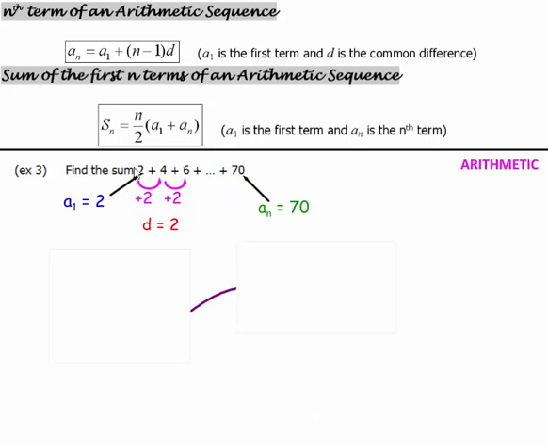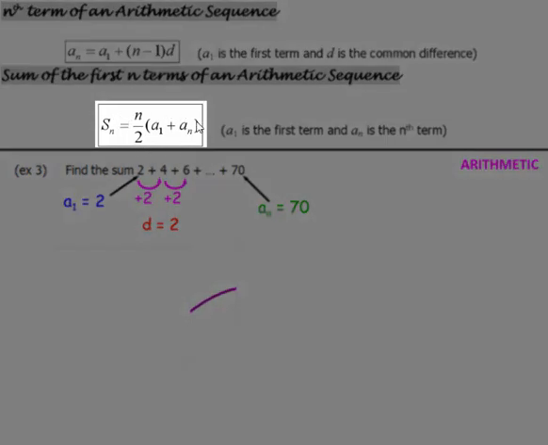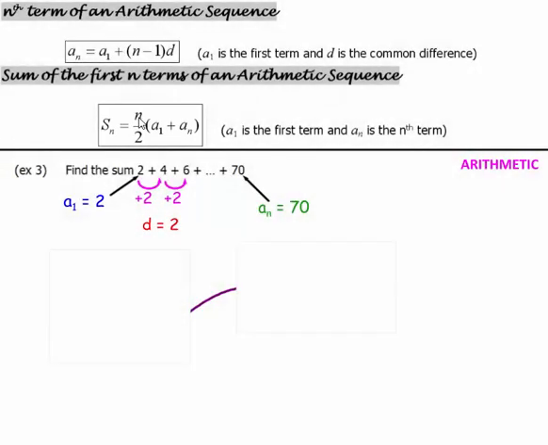Okay, and we're trying to find the sum of all the numbers, and we don't want to have to sit there and plug into our calculator from 2 until 70. So ultimately we're going to use this sum formula. But for the sum formula, we need to know how many there are, n. We know what the last one is, but we don't know how many there are. We know the first and the last.